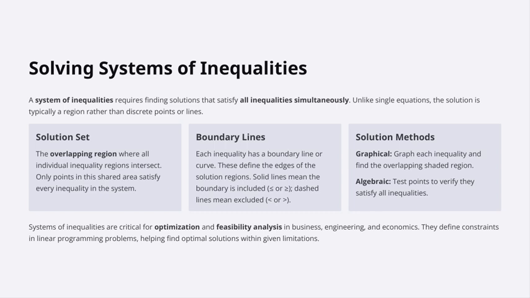As for the methods to solve these systems, graphical methods involve graphing each inequality and visually identifying the overlapping shaded area. This is often the most intuitive approach. Algebraically, we can also test specific points within the regions to verify whether they satisfy all the inequalities, which helps confirm the solution set. Finally, understanding systems of inequalities is really important in real-world applications like optimization and feasibility analysis.